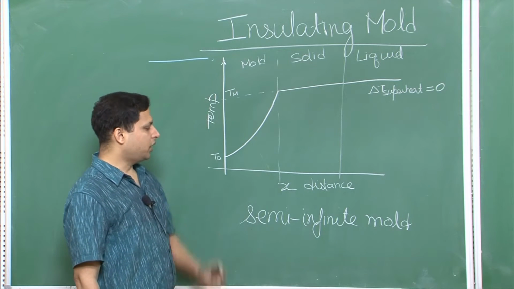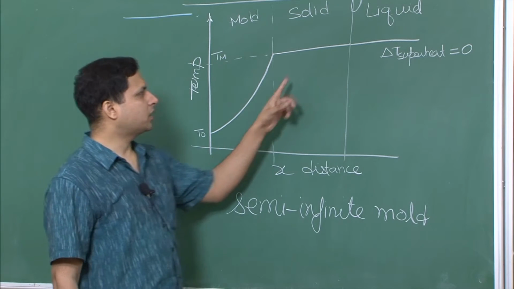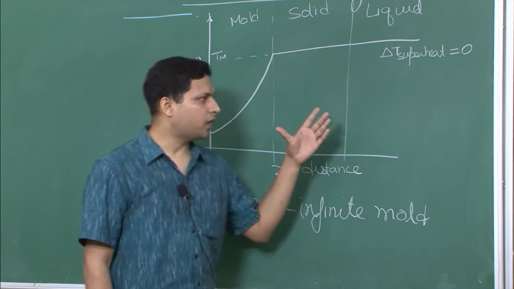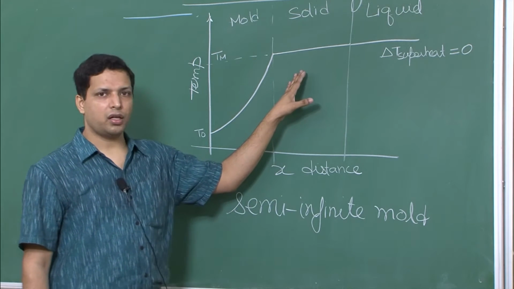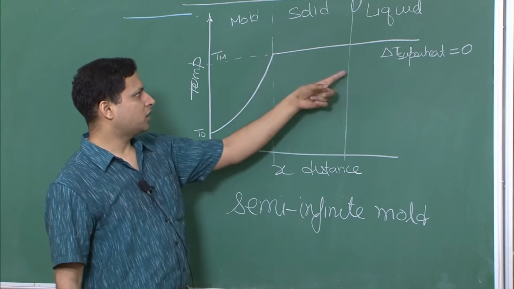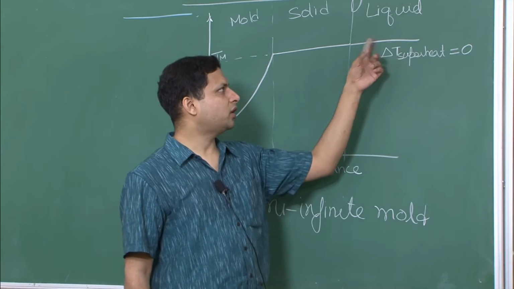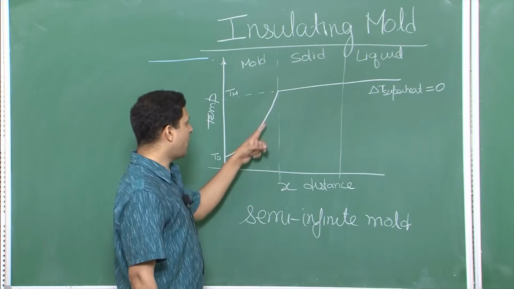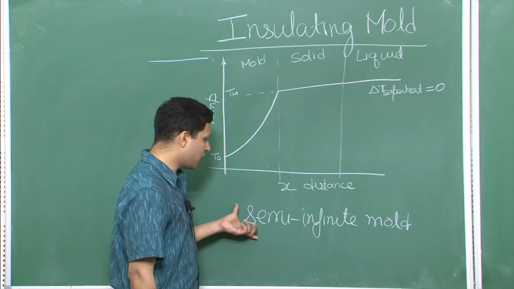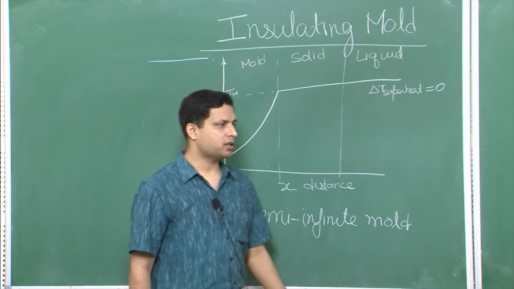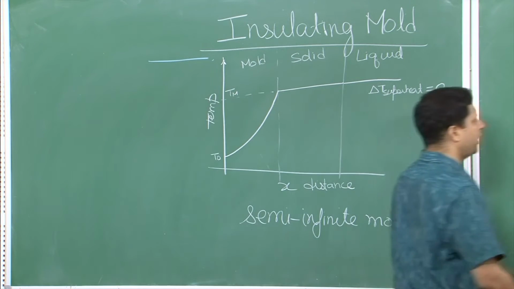So for the insulating mold, you remember we talked about three different conditions, or we are taking some inherent assumptions. One of them is that solid is very conducting, because of which there is no temperature drop here, there is no superheat in the liquid, and therefore the temperature here is also the melting point. And insulating mold, so the temperature drop is taking place only in mold, and along with that there is that semi-infinite mold. So what is that semi-infinite mold? Let me draw a little bit to explain that to you.